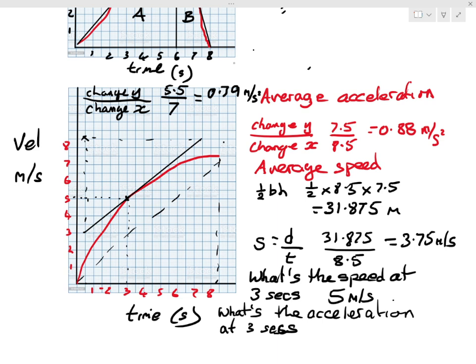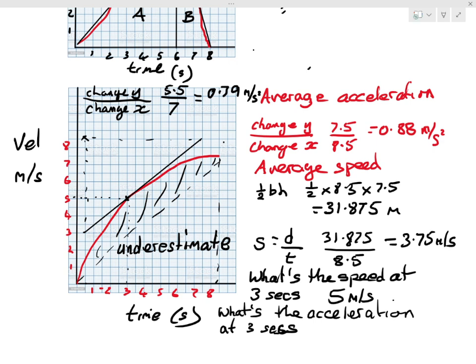Oh, and one other thing is when I worked out the area under the graph, because I straightened all the lines out, I actually missed out all that. So my calculation for the speed, which used the area, is an underestimate. I might ask you that: is your answer an underestimate or an overestimate?